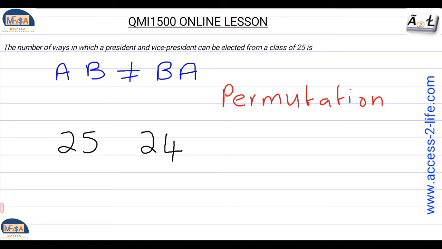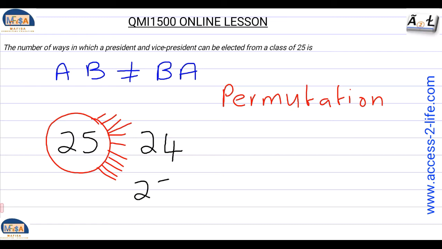So if you think about it, if we've got 25 people and we select one person, there's a possibility that A can be paired with 24 other people as the vice president. That means for every selection in the first position, there are 24 likely choices of vice presidents. So the number of ways in which we can select both a president and a vice president out of a class of 25 will be 25 times 24, which gives us 600.